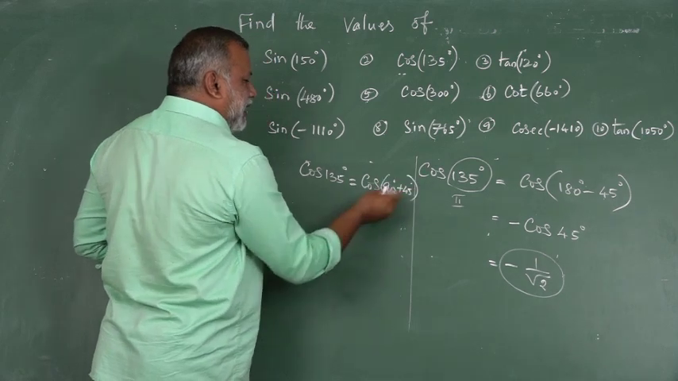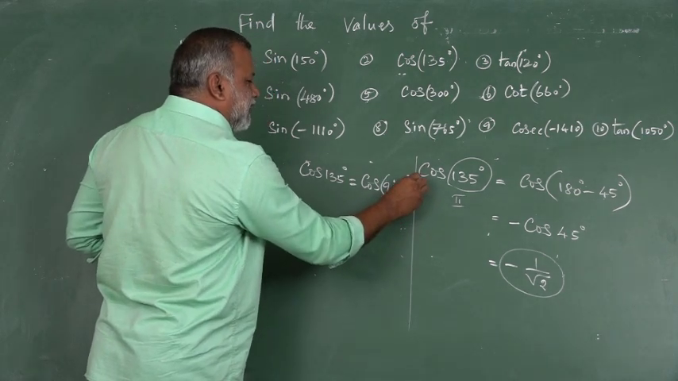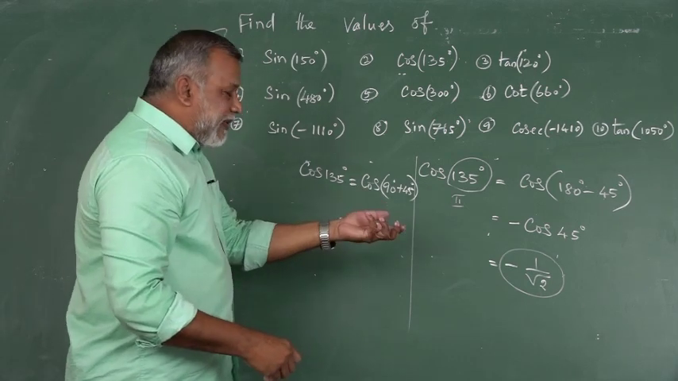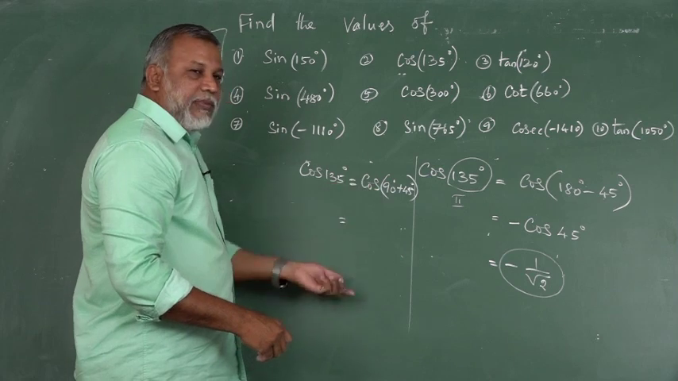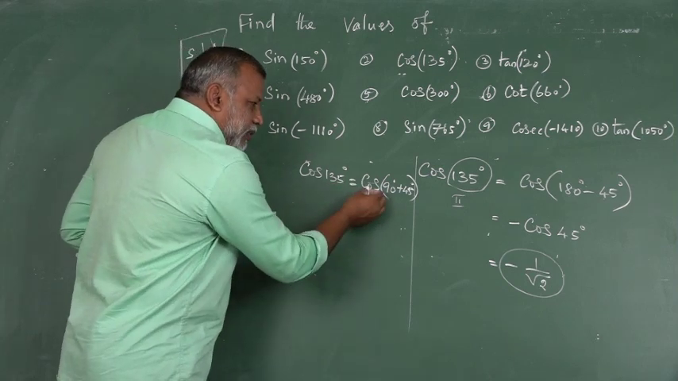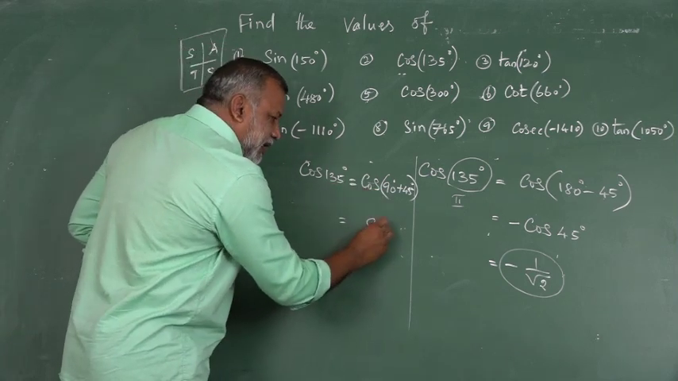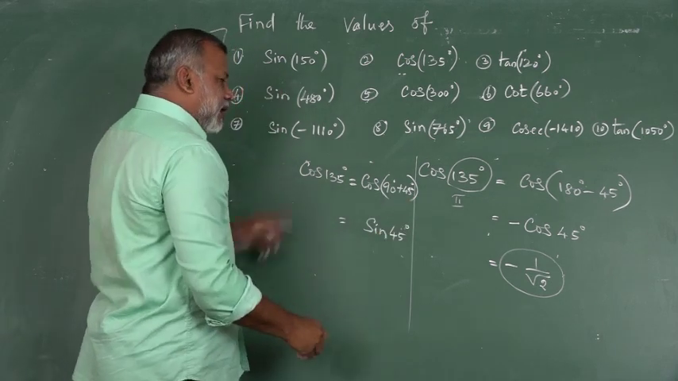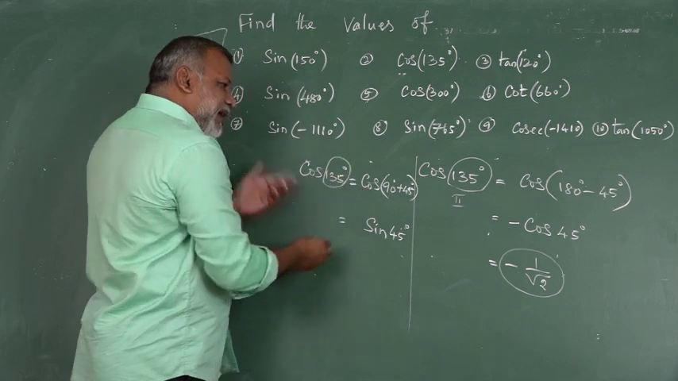90 plus 45, which is also 135. Now listen, 9 comes. If we are getting a 9 family, what is the procedure? Apply cofunction. What is the cofunction of cos? Sine. Instead of theta, how much angle are we having? 45.